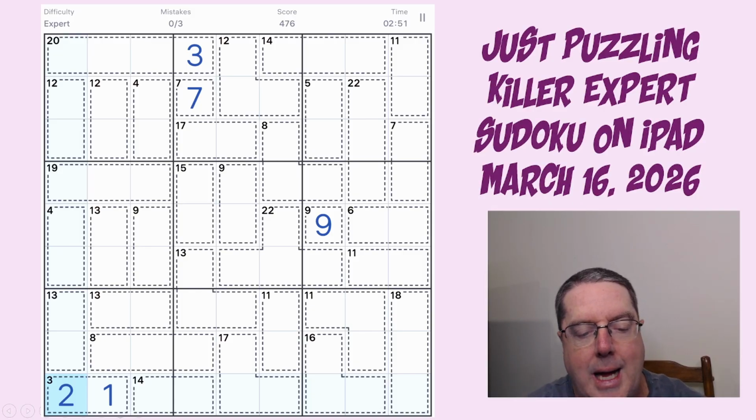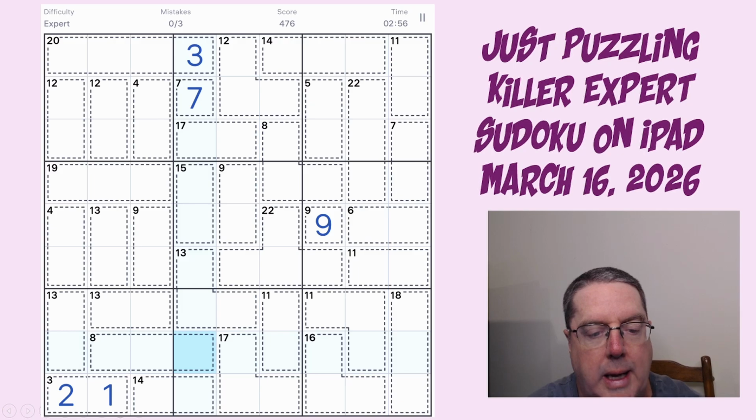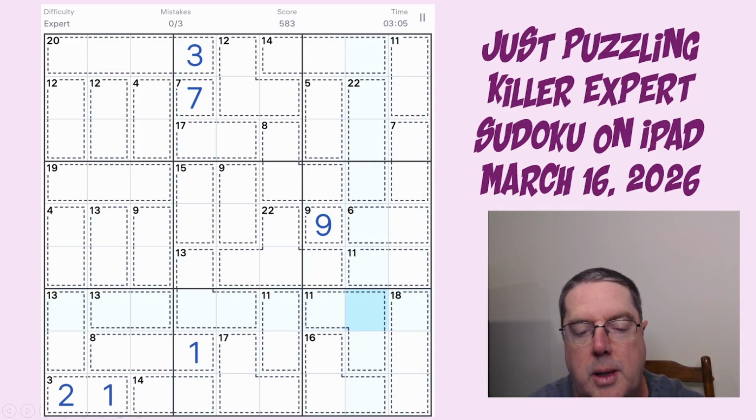Alright. Now, 8 needs a 1 in there, and so it cannot be 2, 3, 4, because that adds up to 9. So 1's got to be there. 1 can't be in these two, so 1's got to be there. 1 is going to be in this row here somewhere.